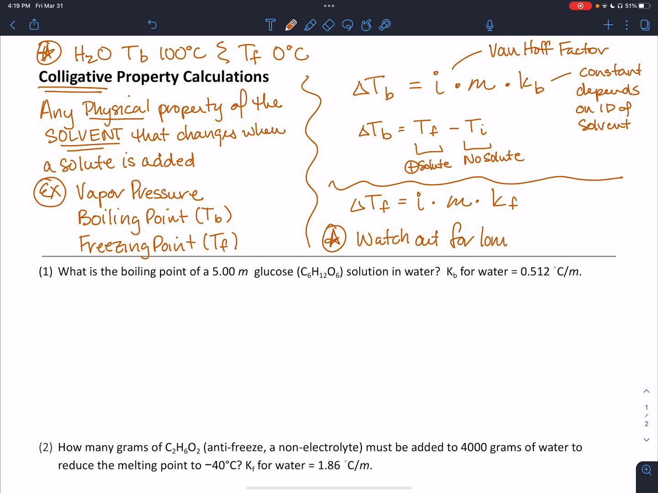Now once you're working these problems, you need to watch out for ionic compounds or acids. Both of those split into multiple ions. The ionic compounds dissociate in solution, the acids ionize.